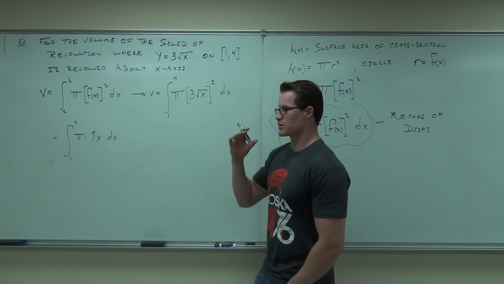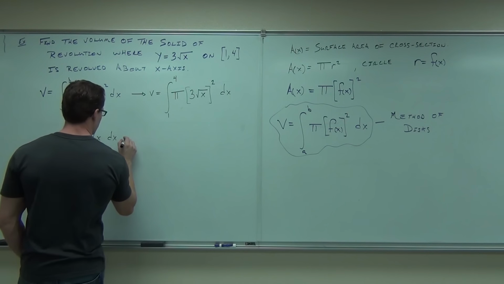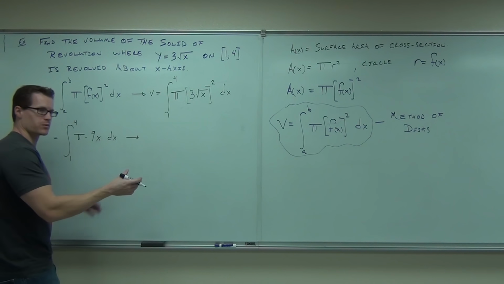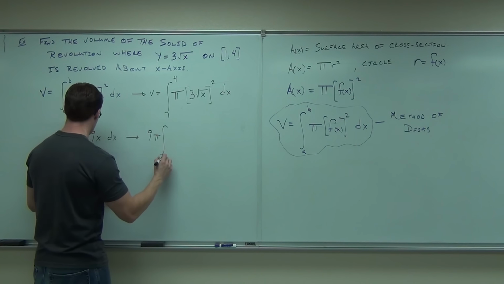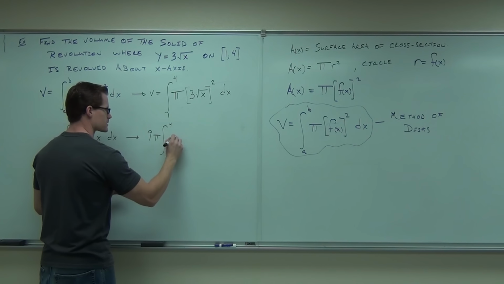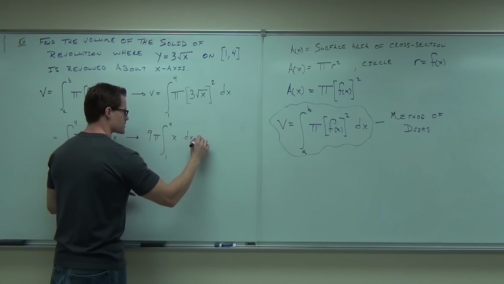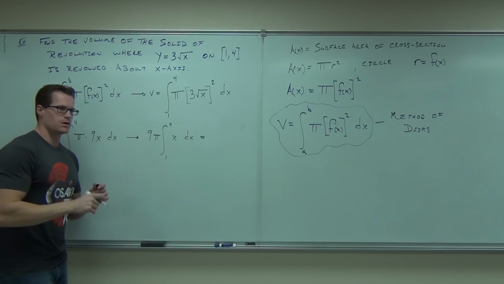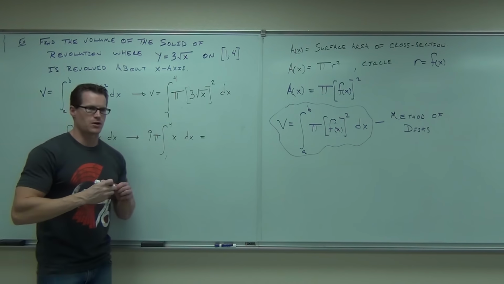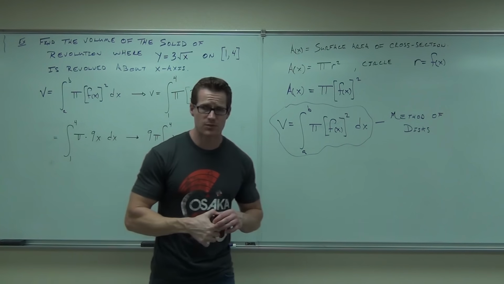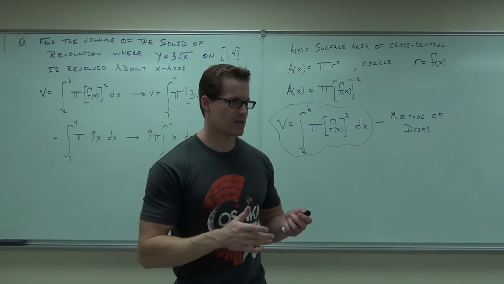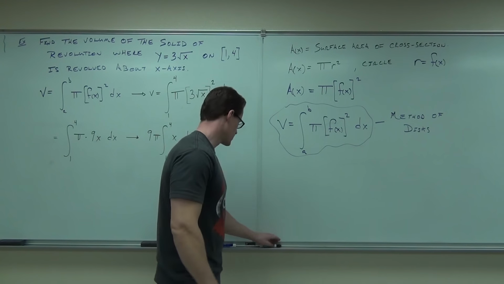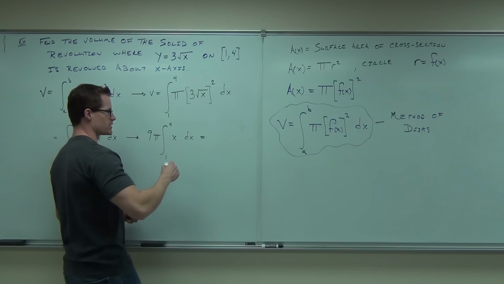Tell me something else I can do with this integral. Good, I'm going to pull out both, the 9 and the pi, from 1 to 4 of x dx. No substitution necessary, nothing hard. Don't make these harder than they have to be. If you can do an integral without a substitution, and it's fairly easy, do it. Don't trick yourself on these problems.